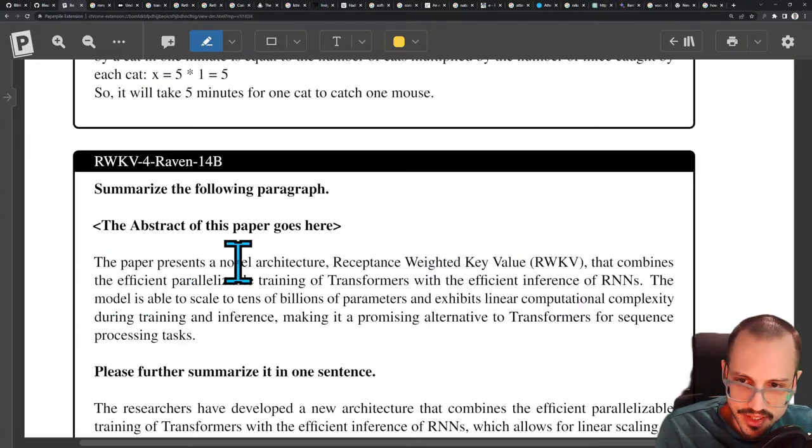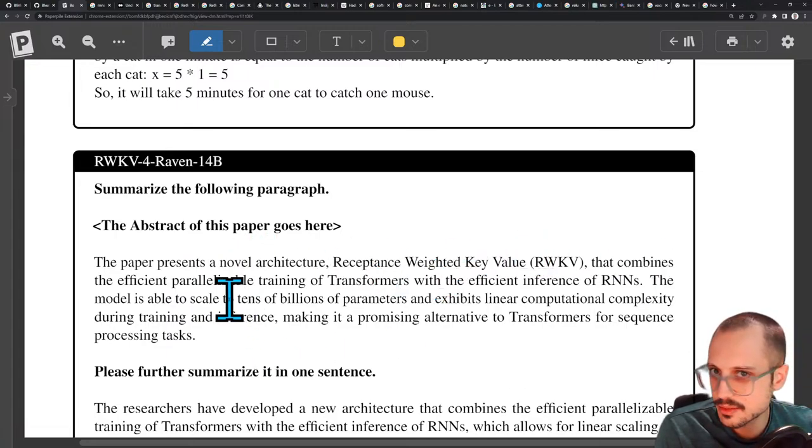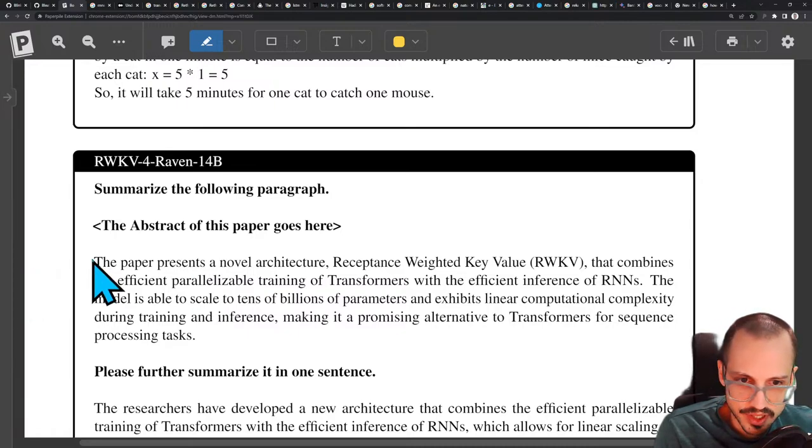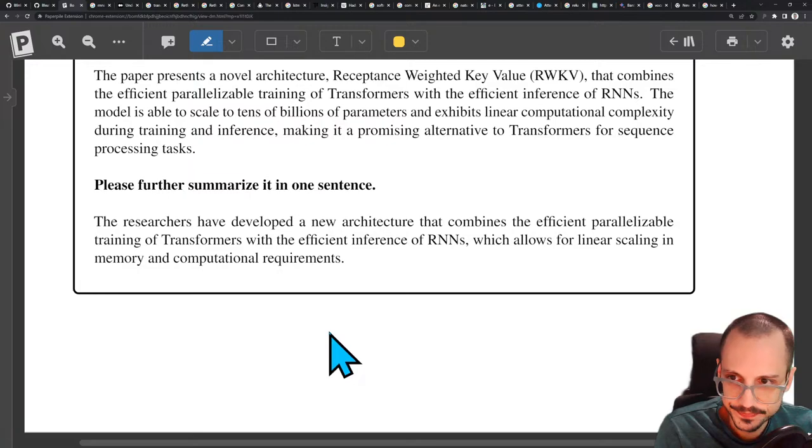This paper presents a novel architecture, Receptance Weighted Key Value, that combines the efficient, parallelizable training of transformers with the efficient inference of RNNs. The model is able to scale to tens of billions of parameters and exhibits linear computational complexity during... Okay.